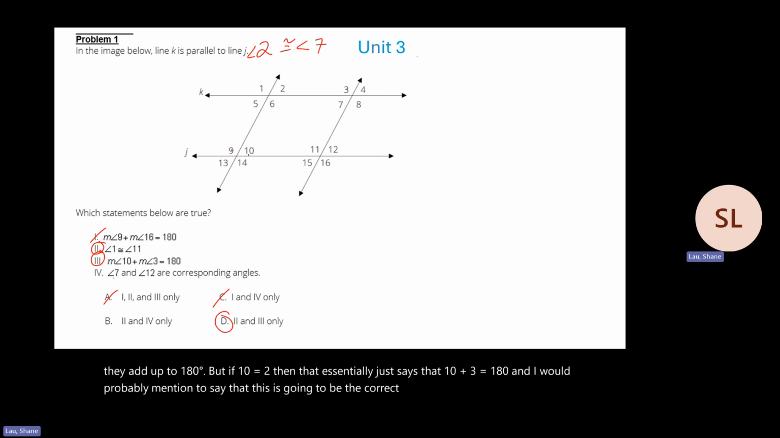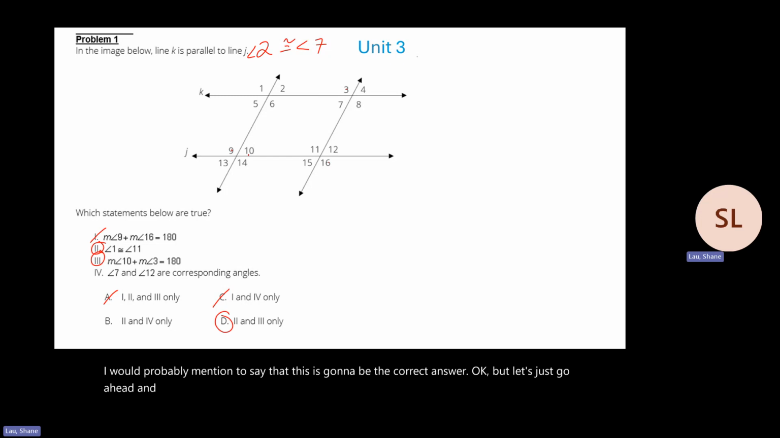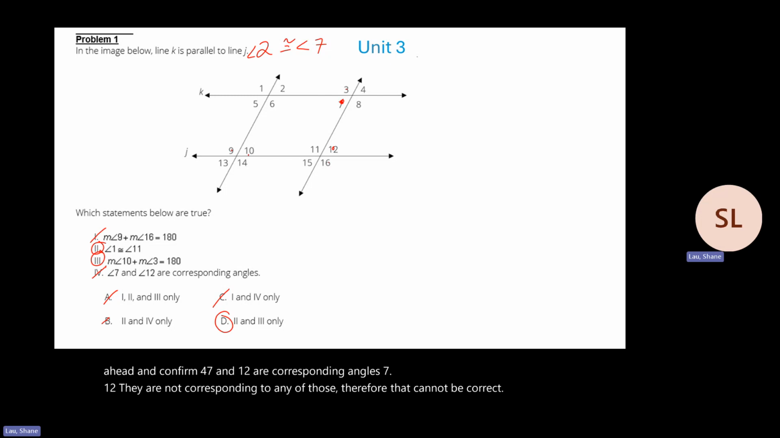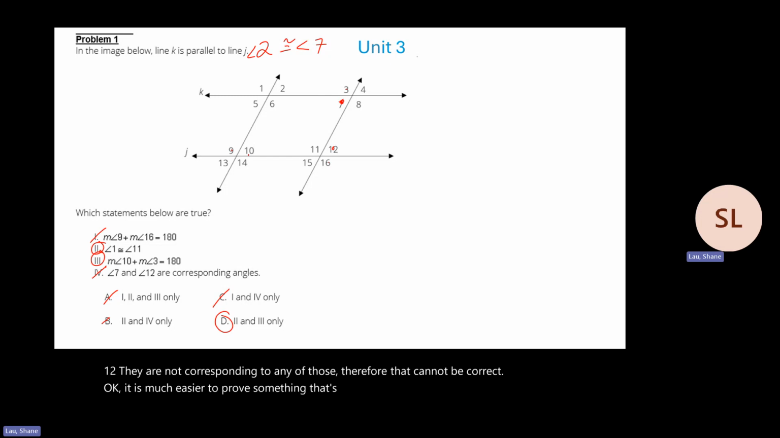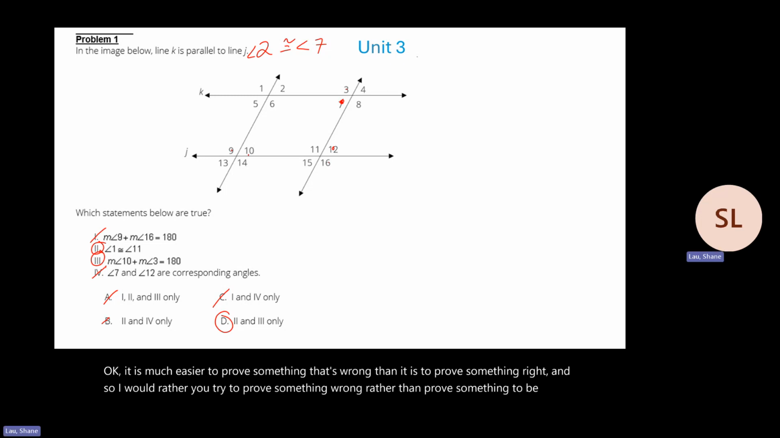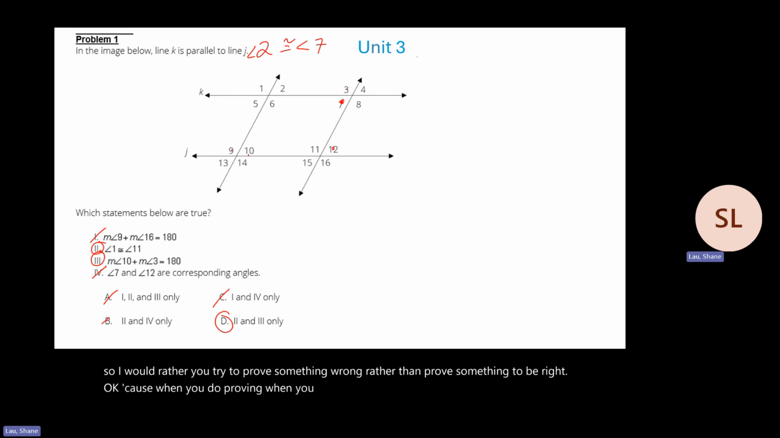But let's go ahead and confirm 4. 7 and 12 are not corresponding angles, therefore that cannot be correct. It is much easier to prove something is wrong than it is to prove something right. I would rather you try to prove something wrong, because when you do, it makes it easier to say that this must be the correct answer because I'm eliminating these other answers that don't make any sense. That's my recommendation.